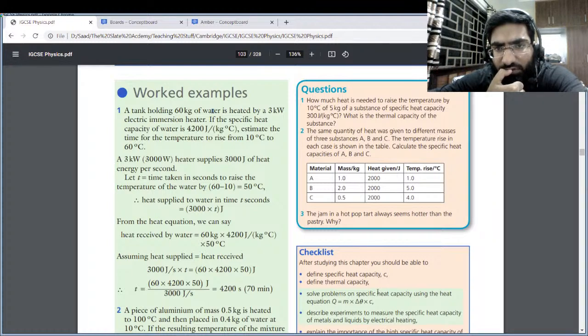15,000 joules is correct. How much heat is needed? MC delta T. 15,000 joules is correct. No, these are two questions in fact. So for the first one, how much heat is needed? It's correct. But what about what is the thermal capacity of the substance?